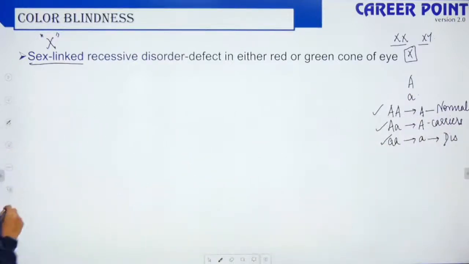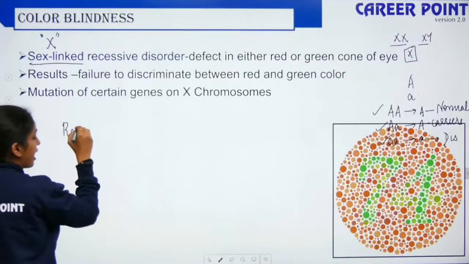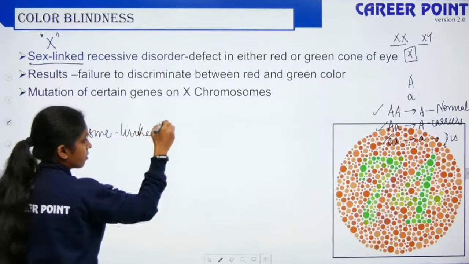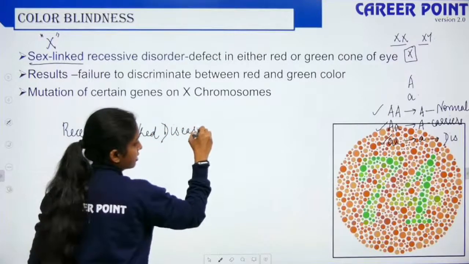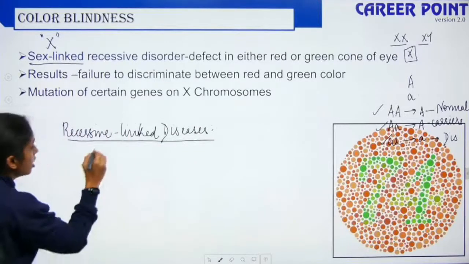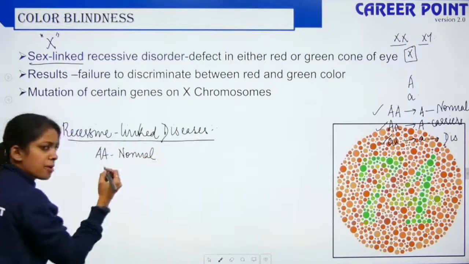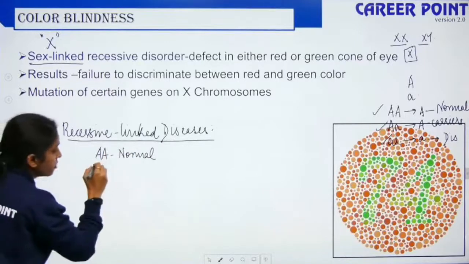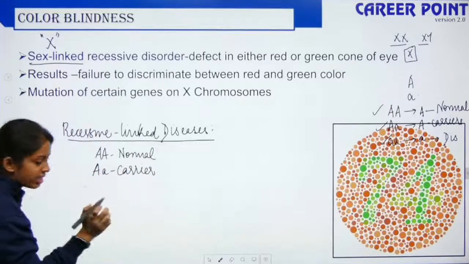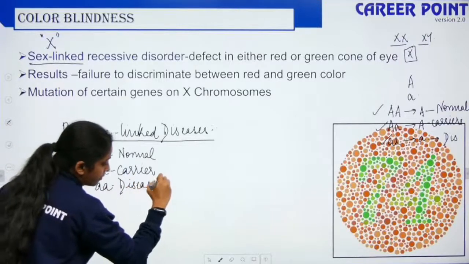If you are a student who is making proper notes, please make a note of this. For all recessive linked diseases, please make a note, as this makes it easier when you solve questions, okay? So AA is normal. This is my example, it can be BB, but the dominant condition is normal. Heterozygous conditions are silent carriers, and the recessive condition is diseased or affected.